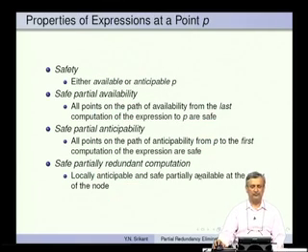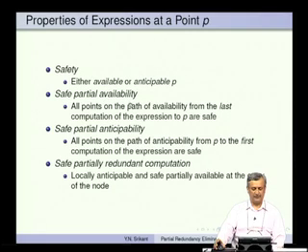There are more expression properties. One is safety, which is very important for us. It is defined as either available or anticipable at P. Safe partial availability means you take the path of availability, and from the last computation of the expression to P, all the points must be safe.